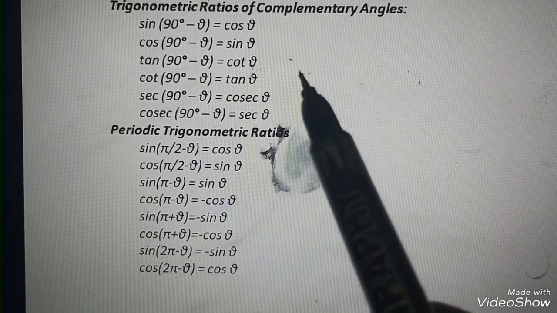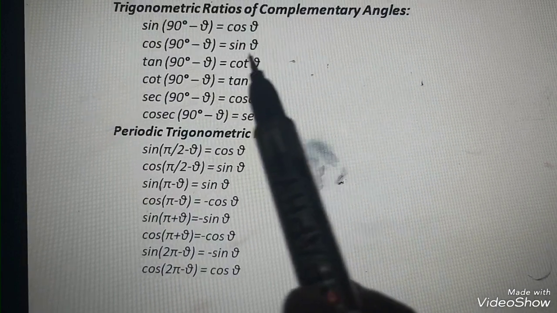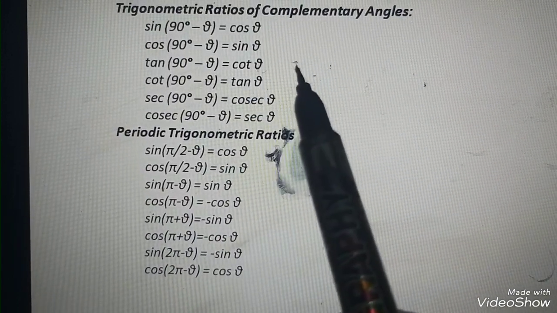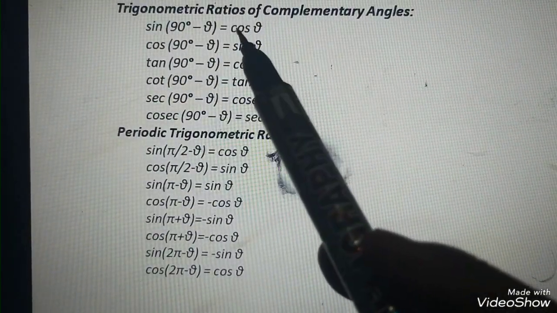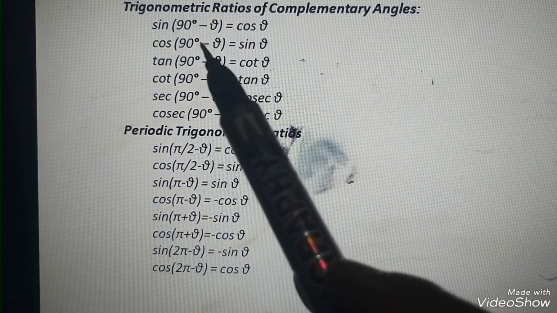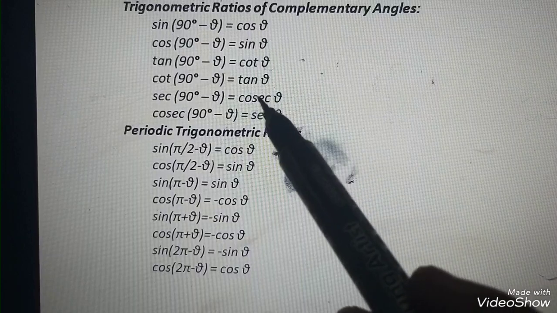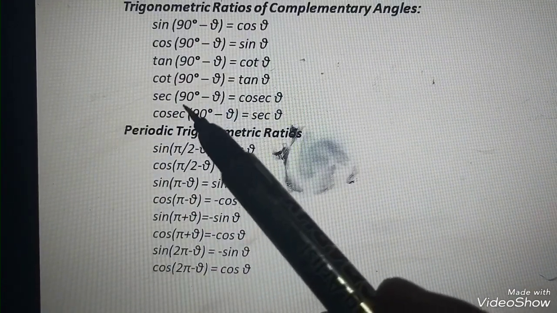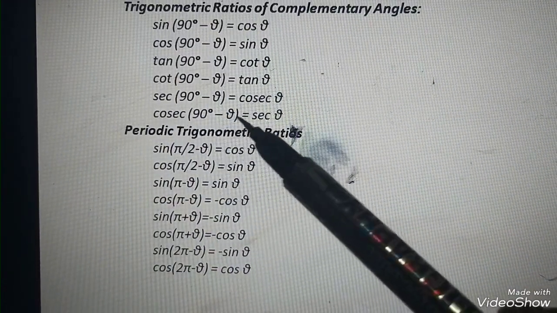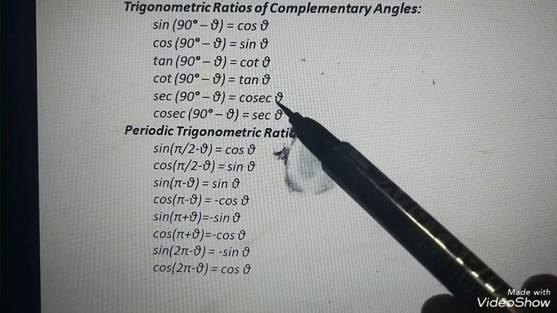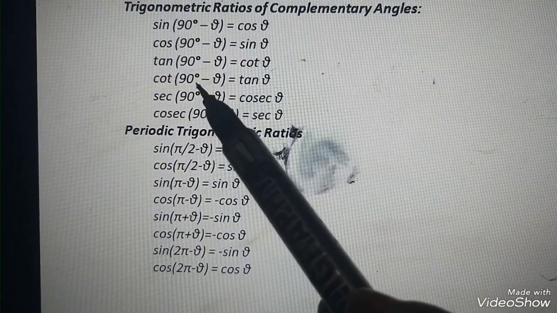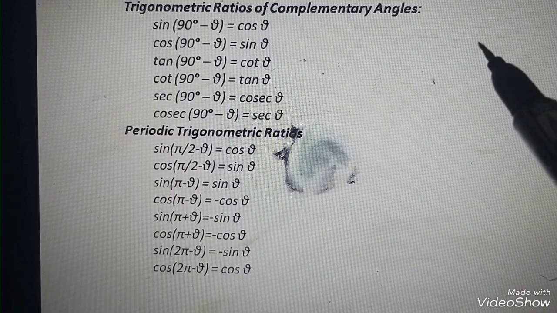Trigonometric ratios of complementary angles. There are some complementary angle formulas: sin(90 minus theta) means cos theta, cos(90 minus theta) is sin theta, and like this we have formulas for tan, cot, sec, cosec. Cosec means sec, sec means cosec, cot means tan, tan means cot, like this.